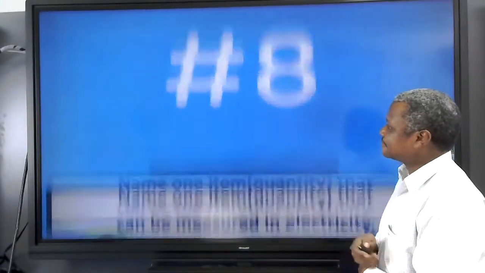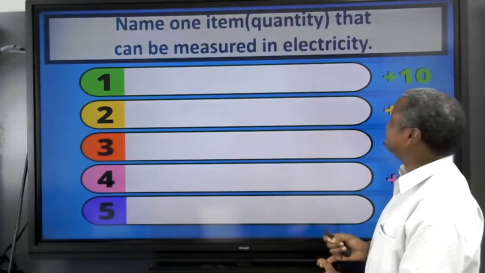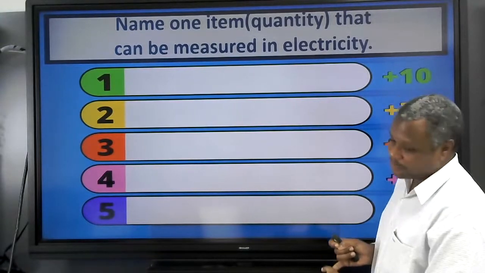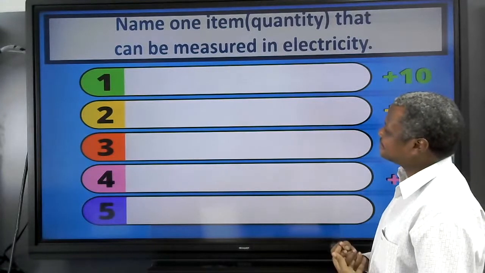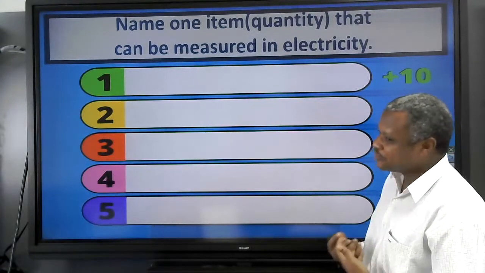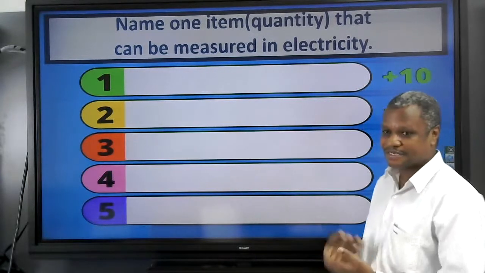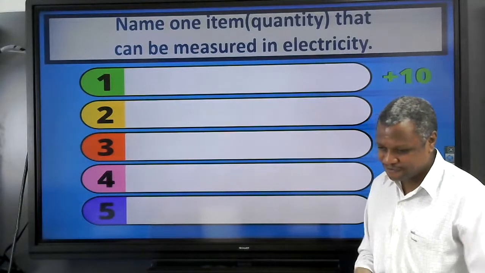Question number eight. Name one quantity or an item that can be measured in electricity. Name one item or quantity that can be measured in electricity. You can think of what we learned in our last period to give you some idea of the answers to give. And the answers should be coming now.